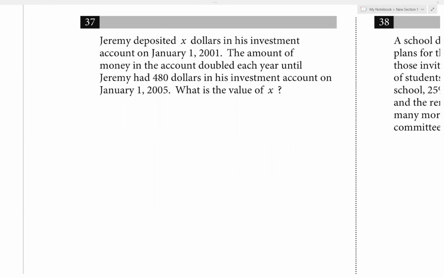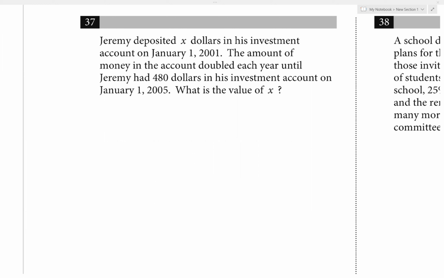All right, number 37. Jeremy deposited X dollars in his investment account on January 1st, 2001. The amount of money in the account doubled each year until Jeremy has $480 in his investment account on January 1st, 2005. What is the value of X?